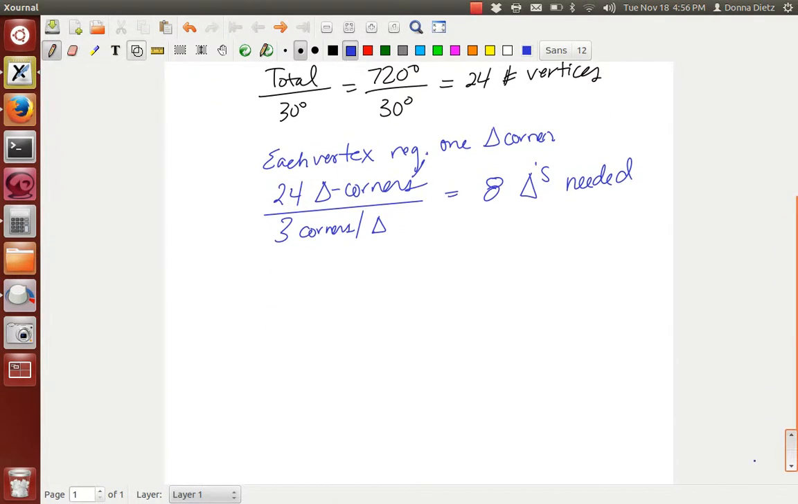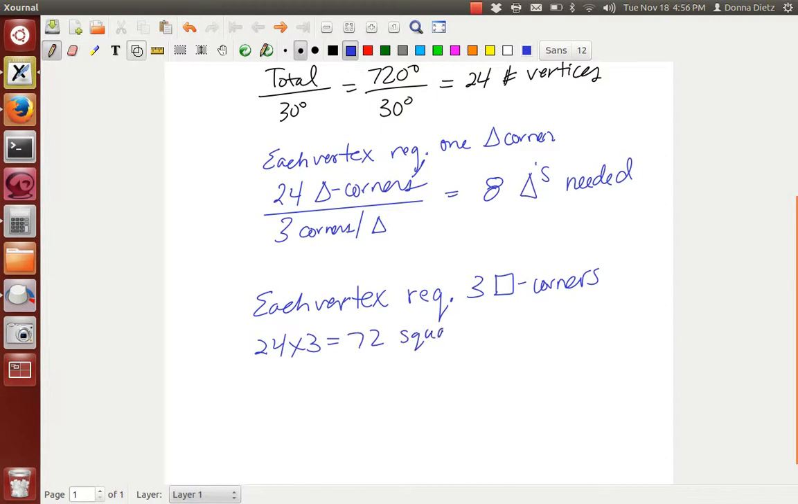Let's see what's happening. Each vertex requires 3 square corners. So 24 times 3, because we have the 3 different squares coming together. And so you get 72 square corners. Again, you're kind of thinking like you're taking scissors and chopping these little corners off of each of the squares, right? All right, so you're going to have 72 of these sitting around.